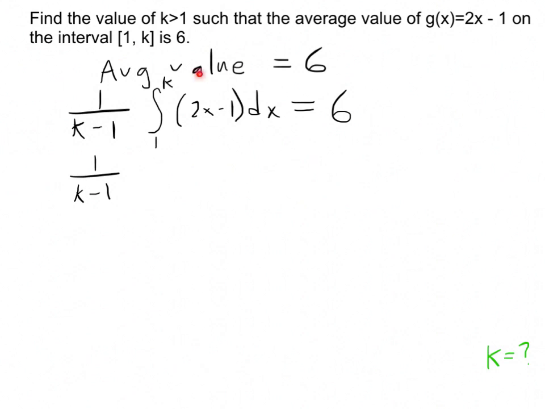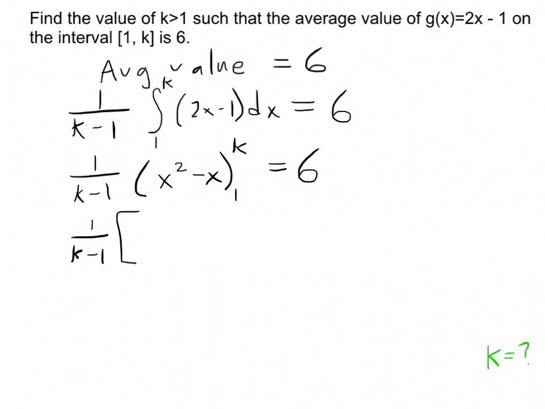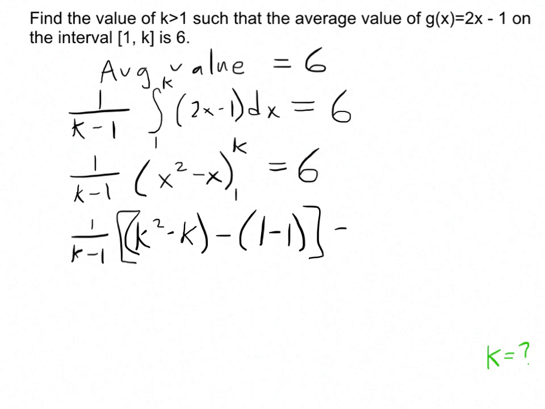The next thing I'm going to do is evaluate this integral. I know there's letters all over the place, but we can deal with it. That integral is x squared minus x, and I'll be evaluating that from 1 up to k. And this, in the end, needs to be equal to 6. So now I have 1 over k minus 1 times, again, plug in the top number minus plug in the bottom number. So this will be k squared minus k, that's the top, minus plugging in the bottom, which is 1 minus 1. So this just drops out.